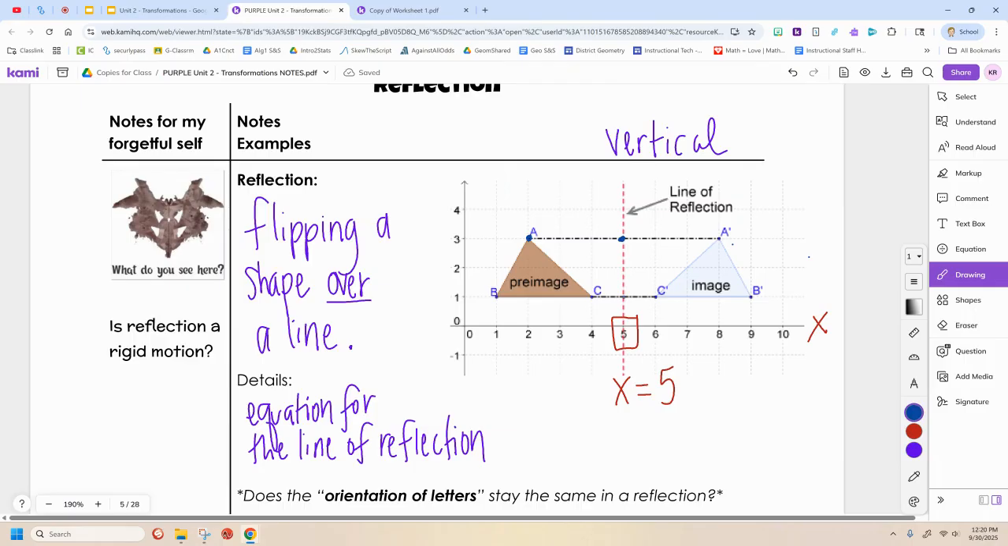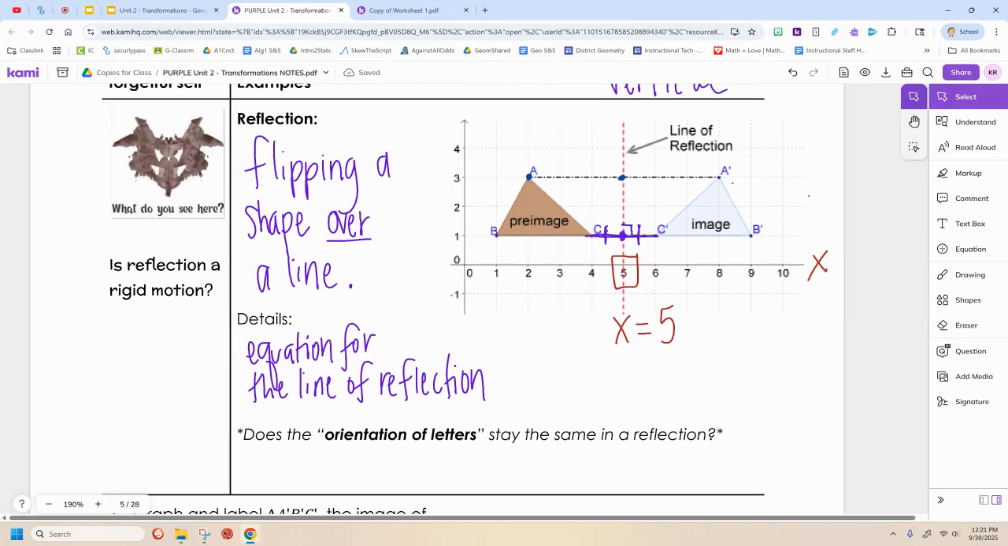That's where translation falls apart, because in translation, doesn't every point move the exact same distance? Yes. But what's interesting here is if I connect these two points and think about the point in the middle, does everybody see that this piece is equal to that piece? And then guess what angle this is? Right angle. So our line of reflection is the perpendicular bisector between two corresponding points.